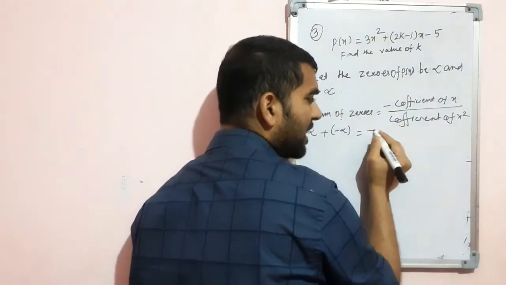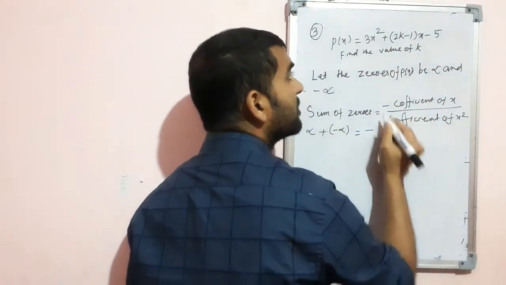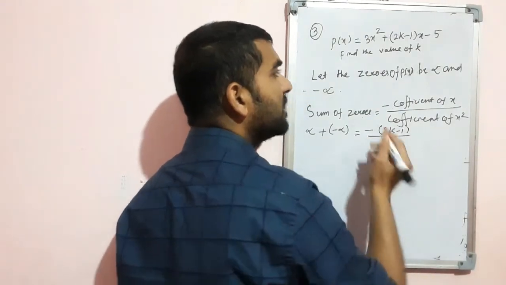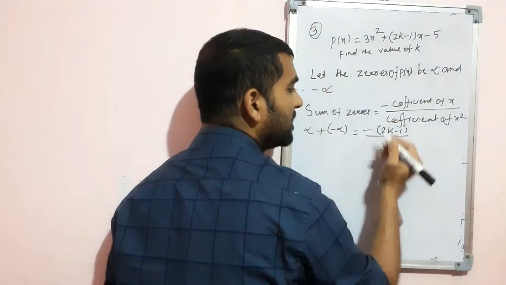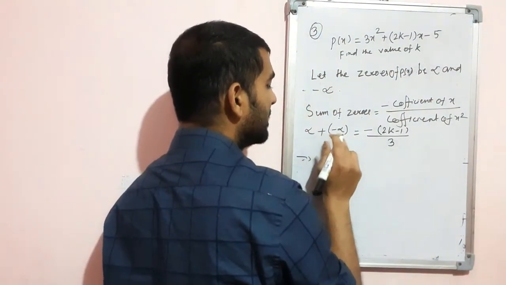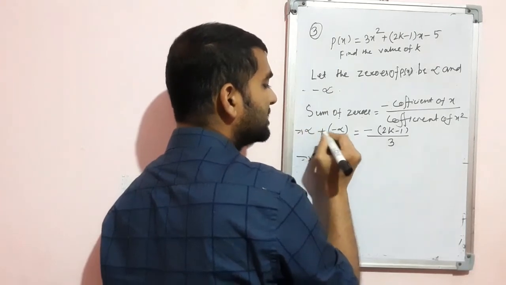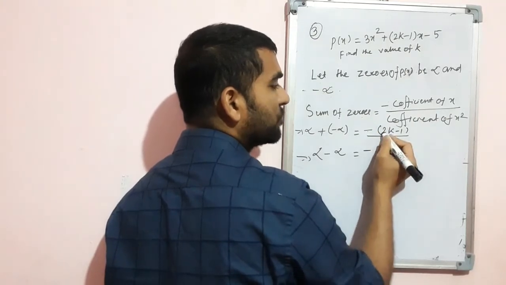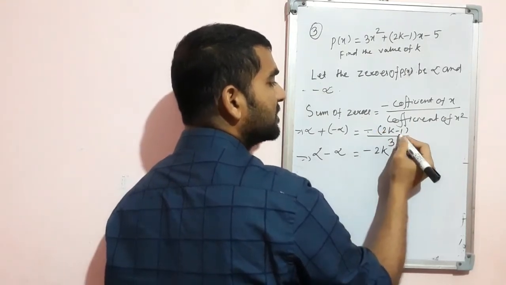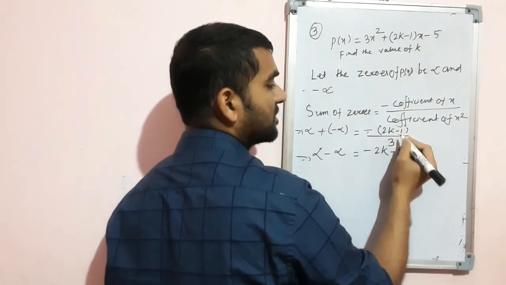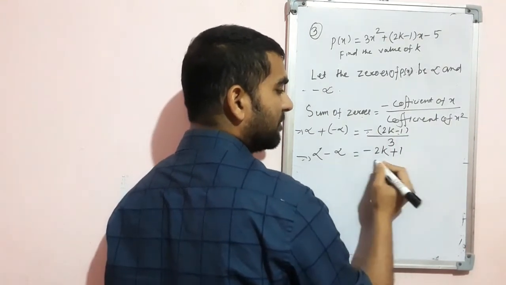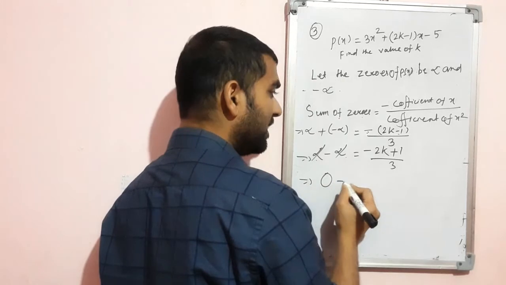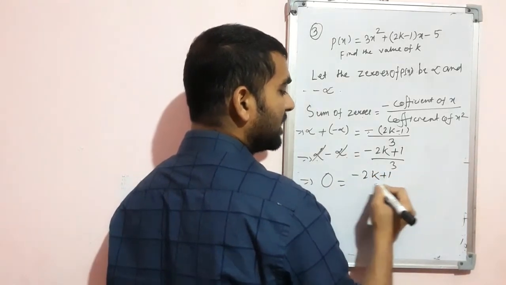Coefficient of x, how much? It will be 2k minus 1. Write down here 2k minus 1, divided by coefficient of x square, how much? 3. Write down 3. Next, alpha plus into minus, minus alpha. So next step, minus into plus, minus 2k will be 2k, minus into minus will be plus, 1 will be 1, divided by 3. Now alpha minus alpha cancels, or 0, right? So we'll write 0 equal to minus 2k plus 1 divided by 3.